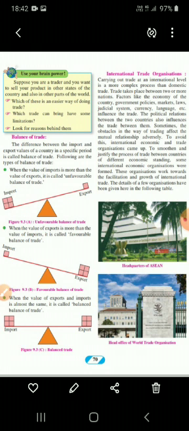So for any country, balance of trade means we can say it is a balance sheet of the country about trading. Understood? So for any country in a particular year, how much import is there, how much export is there, and the total calculation of the difference between these two is known as balance of trade. Understood? So first we will see when there is unfavorable balance of trade: when the value of import is more than the value of exports, it is called unfavorable balance of trade.